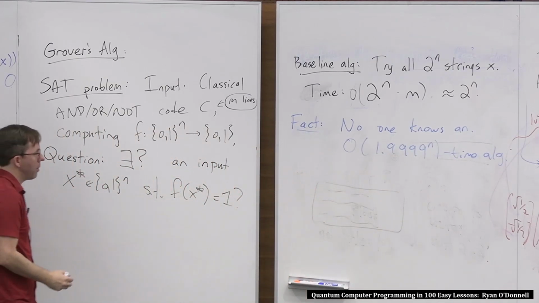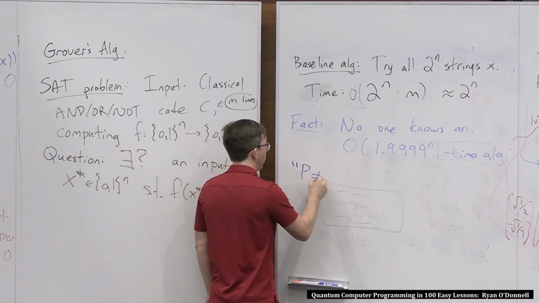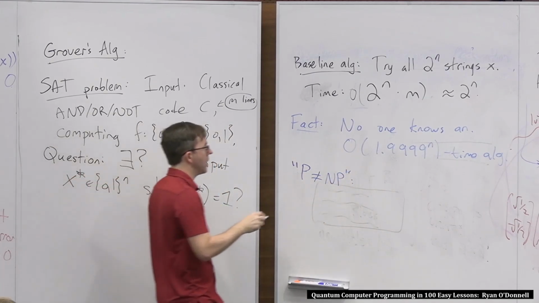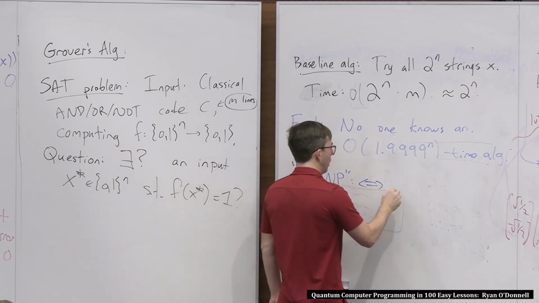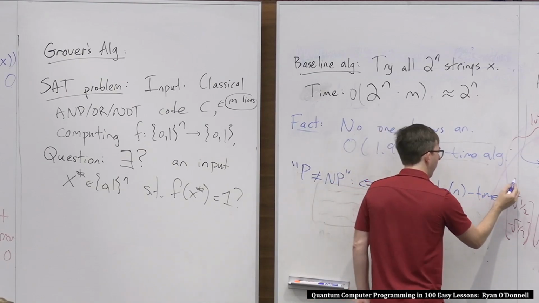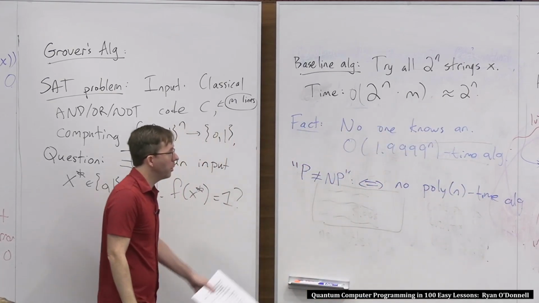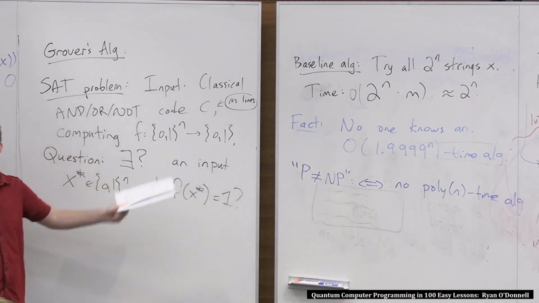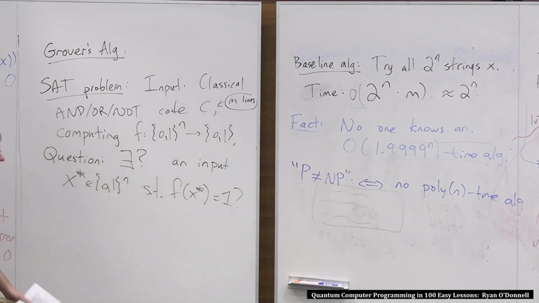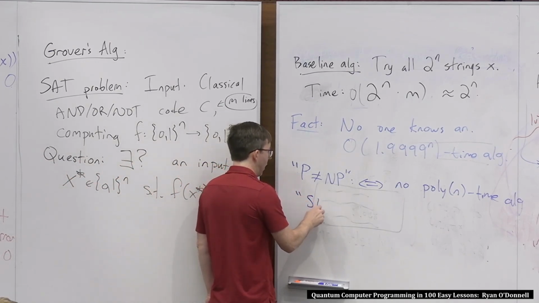And maybe the most famous unsolved problem in mathematics is the P does not equal NP conjecture. And this P does not equal NP conjecture is literally equivalent to saying there's no polynomial time algorithm. There's no poly-n time algorithm. You might honestly say, hey, this is a pretty weak conjecture, because we don't even know a 1.9999999 to the n time algorithm. And this is just saying, wow, there's no n cubed time algorithm. So that's definitely believable.